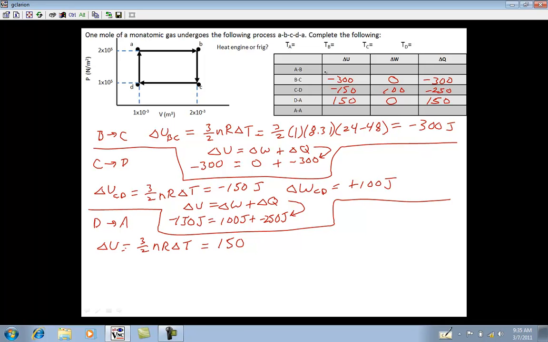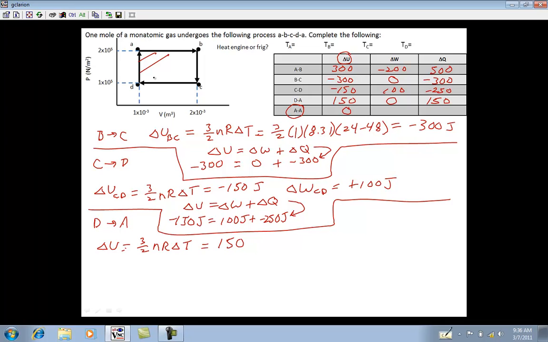Let me fill out the top part, since I got this from a different page. Negative 200 and 500. Now going from A to A, we said that delta U, the change in internal energy, if you go from the same spot to the same spot, always has to equal what? 0. Does that work out for all of them? If I add up all of these, do I get 0? Yes, I do. Delta W would just be this area.